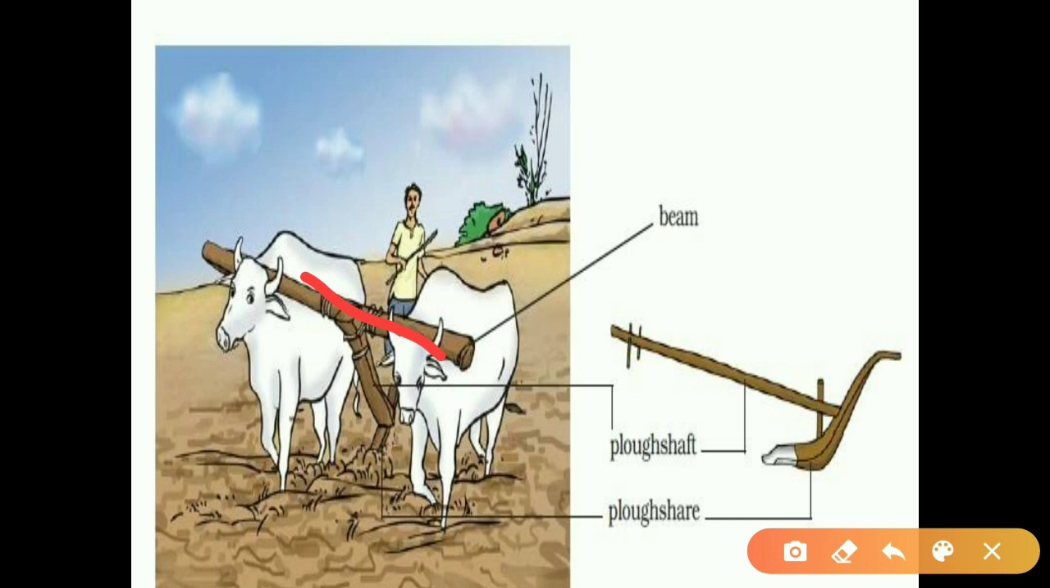When a plough is drawn by a pair of bullocks, the farmer holds the handle of the plough and presses down the handle, due to which the plowshare digs into the soil, loosens it and turns it. Nowadays, the traditional wooden plough is increasingly being replaced by an iron plough.